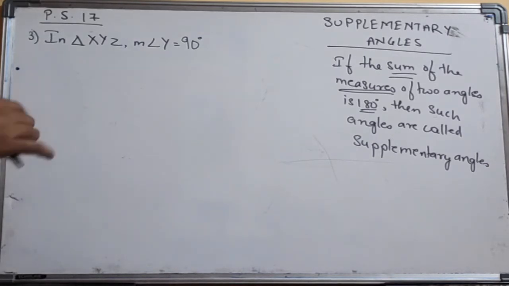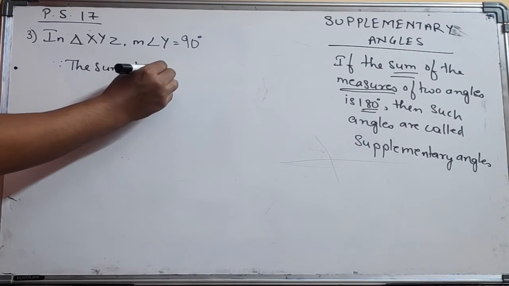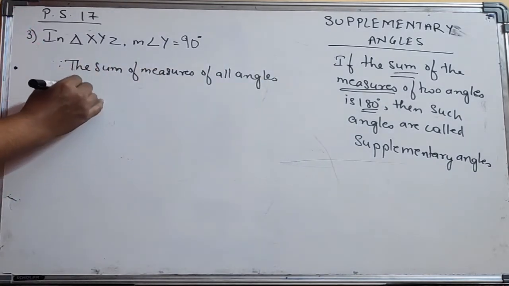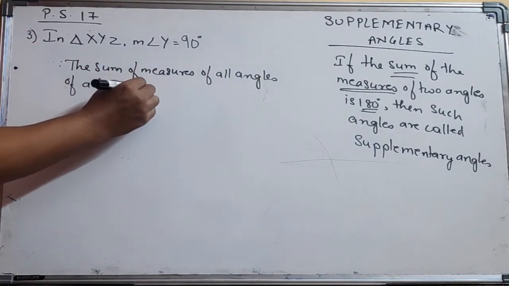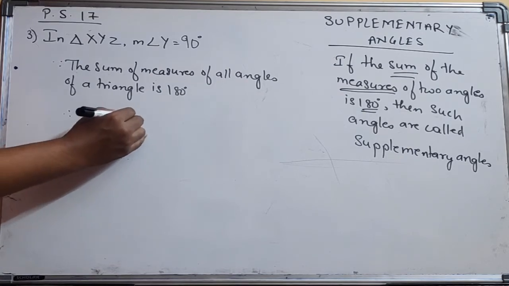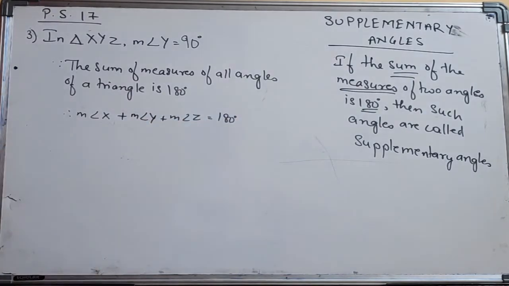Okay. Now we know in a triangle, the sum of measures of all angles of a triangle is 180 degrees. Okay, students, keep in mind, since the sum of measures of all angles of a triangle is 180 degrees. Therefore, measure of angle X plus measure of angle Y plus measure of angle Z is equals to 180 degrees. Students, remember, the sum of measures of all angles of a triangle is 180 degrees.